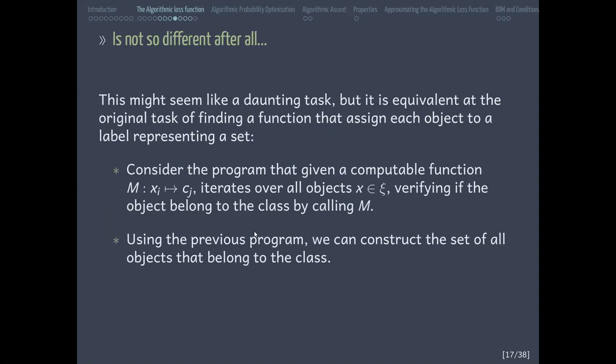So this might seem like a daunting task, but this task is equivalent to just finding a function that assigns to each object its respective label. This is because we can consider a program that, given the model that assigns each object to its class, simply runs it and then sorts each element to its respective class. Thus we have all the class sets.